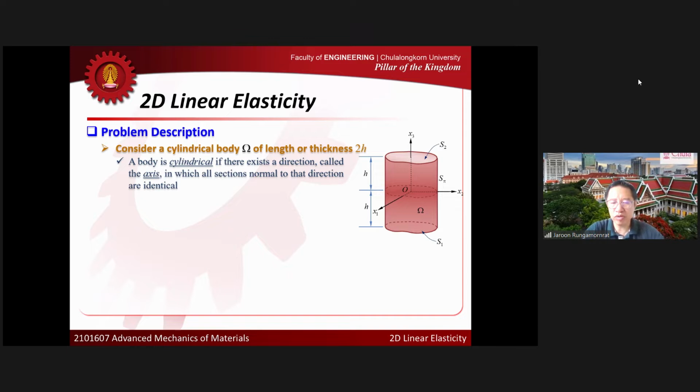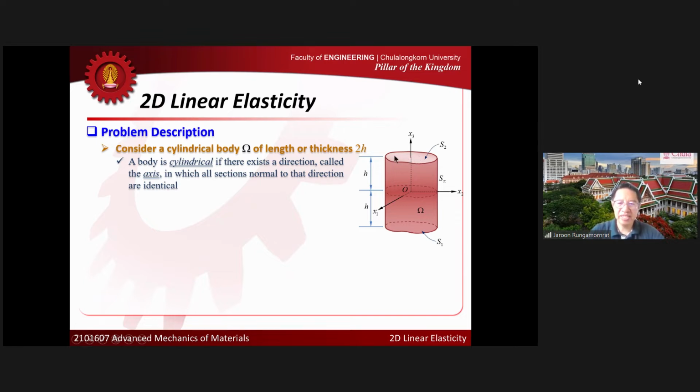But here I will look at this different setting. Okay, I look at the same cylindrical body, but we will have some different setting. You will see in a moment. I define the length of the body equal to 2h. You can think about the length here, or you can think about the thickness. Okay, I look at the cylindrical body with the length 2h or the thickness equal to 2h. So if the body here is very thin, so if 2h here is very small compared with the cross section of the body, you may think about this as thickness, not the length.